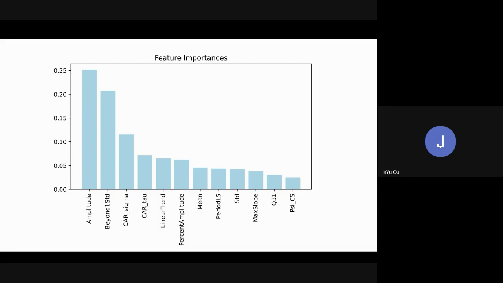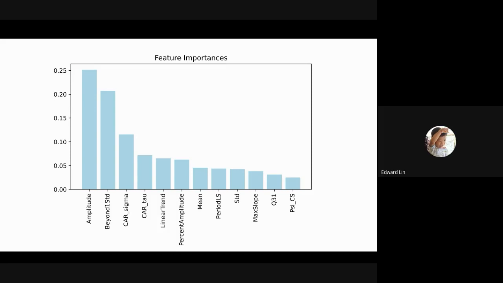In the package, we input the light curve data into this package, and we can get a lot of features. So we use this package to calculate the amplitude, beyond one standard deviation, car sigma, car tau, and the linear trend. These 12 features are used as input into the random forest algorithm, and we can see the whole feature importance in our random forest algorithm.